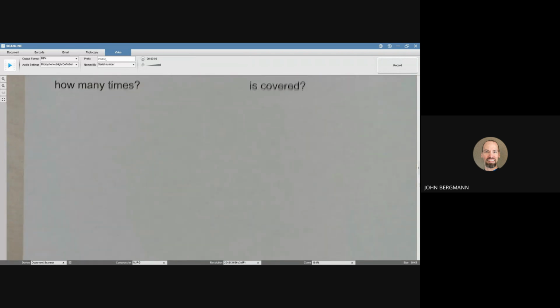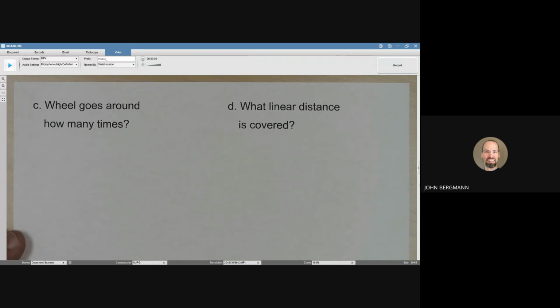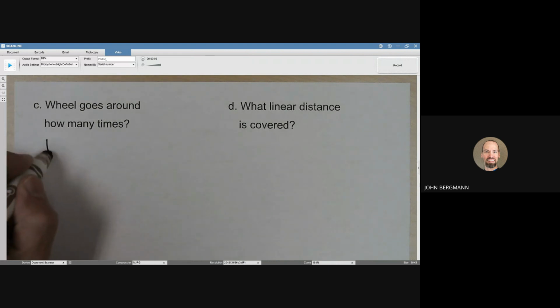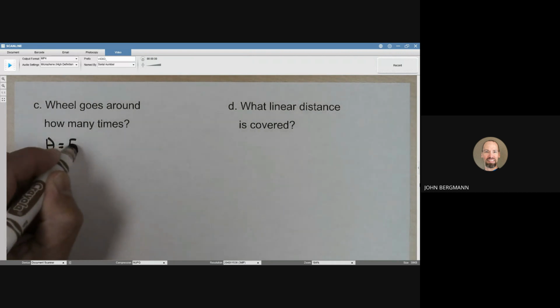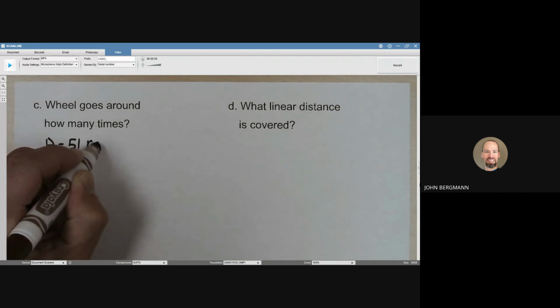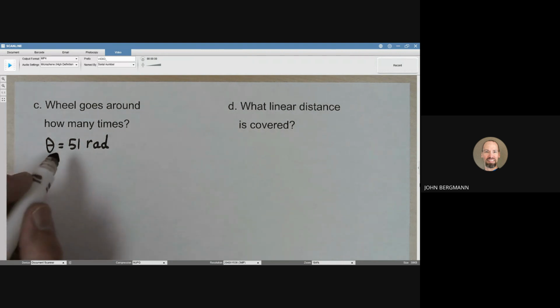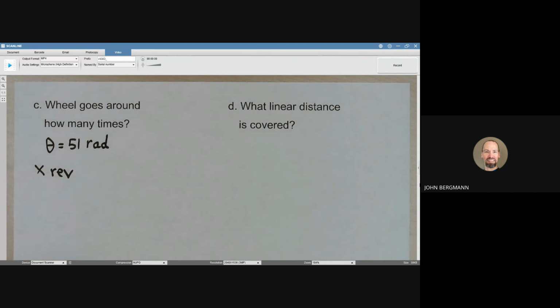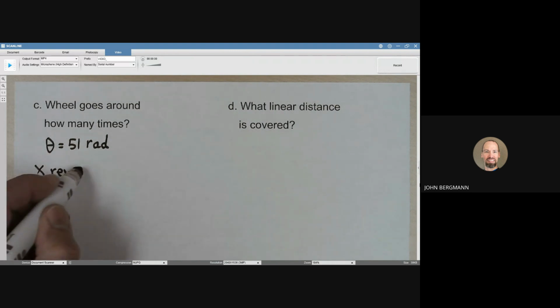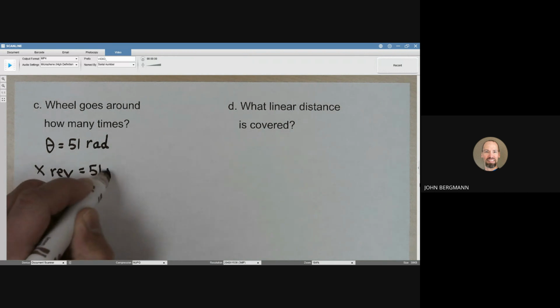How about the next part? Here the question is, the wheel goes around how many times? This is one of those cases where we are going to find useful the use of a previous answer to calculate the question at hand. We just found that the angular displacement is 51 radians, and the question is, how many revolutions is that? Or rotations, I guess, in terms of a wheel. How many times around is 51 radians?